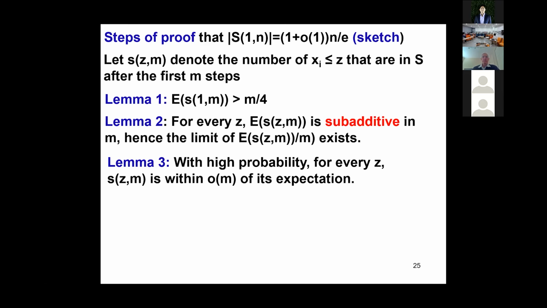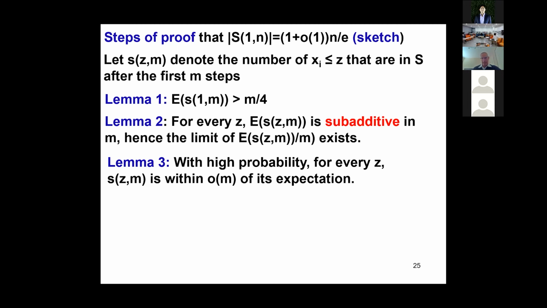The first one is that indeed the memory increases linearly. Namely, the expected value of the number of elements in this memory S after M steps is bigger than M over 4. We said that eventually it will behave like M over E, but there is a very short proof that it's bigger than M over 4, so it grows linearly. Another fact is that for every fixed Z, this expected value is sub-additive in M. Namely, whenever we look at the value at M1 plus M2, it is at most the value at M1 plus the value at M2. And because of this, by Fekete's lemma, the limit of this expectation divided by M exists.